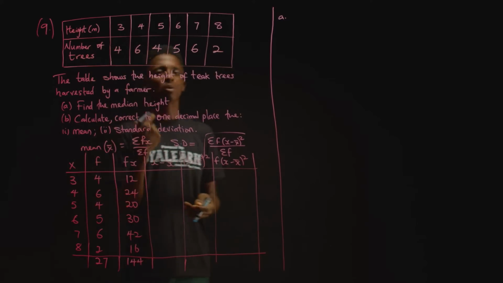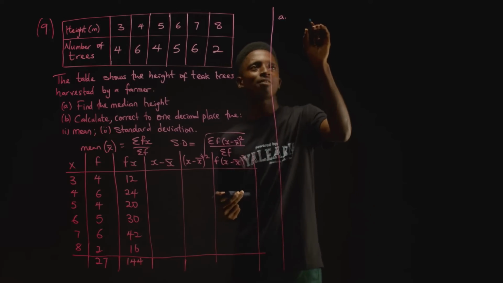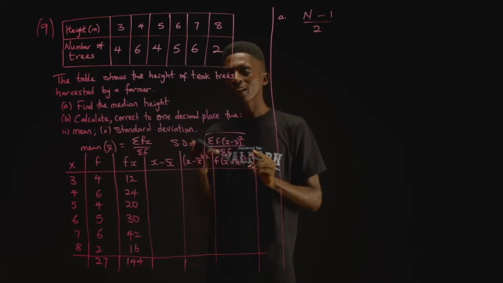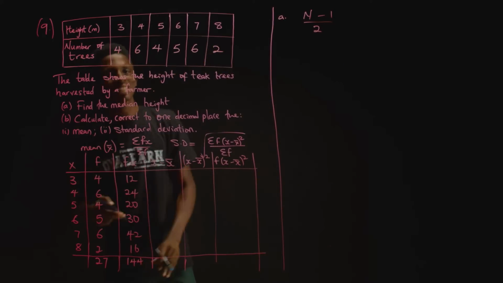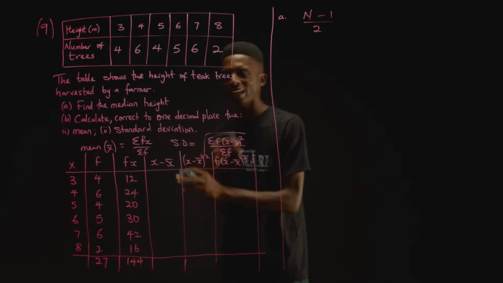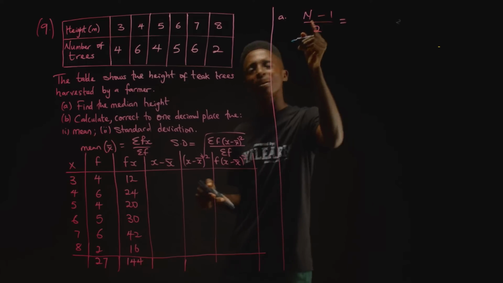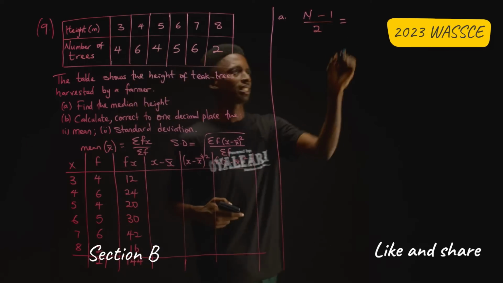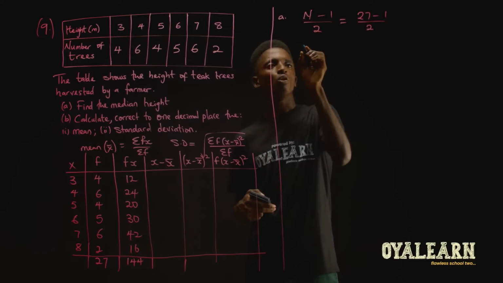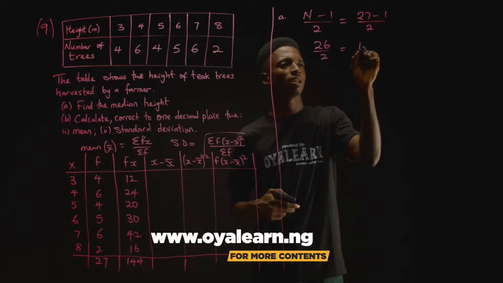To find your median height, you have to find the median class first. And the formula for median class is given by n minus 1 over 2. Now take note, when your total frequency is less than 50 is when we use this. But when it is above 50, it is just simply n divided by 2, right? So in this case, what we have here is n being a cumulative frequency. So we have it as 27. So 27 minus 1 divided by 2. So we then have this as 26 divided by 2, which would give us 13.